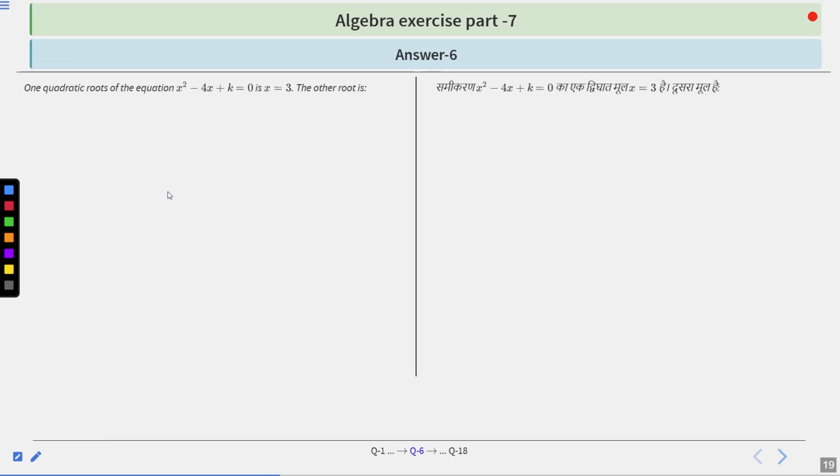So we were given an equation that is x square minus 4x plus k equal to 0, and it was said that one of the roots is 3. So we have to find the other root. The answer to this question is option number C, x equal to 1. Now let's have a look at the solution of this question.